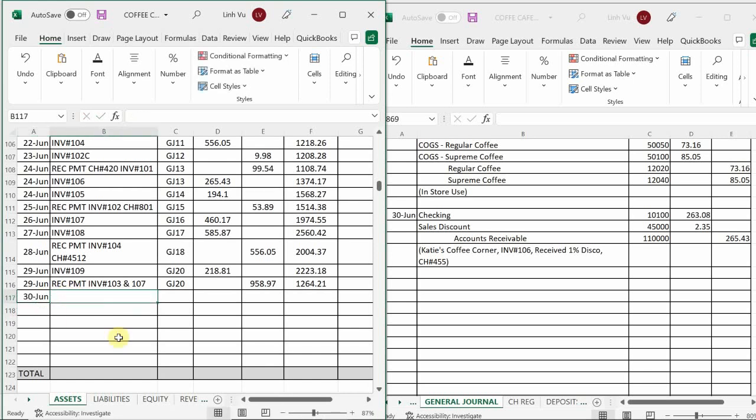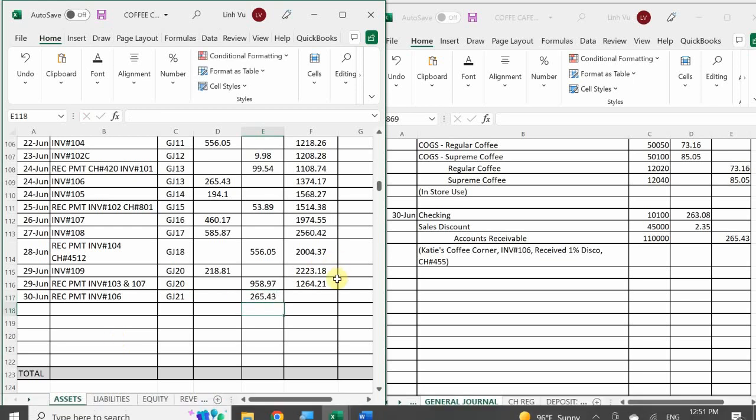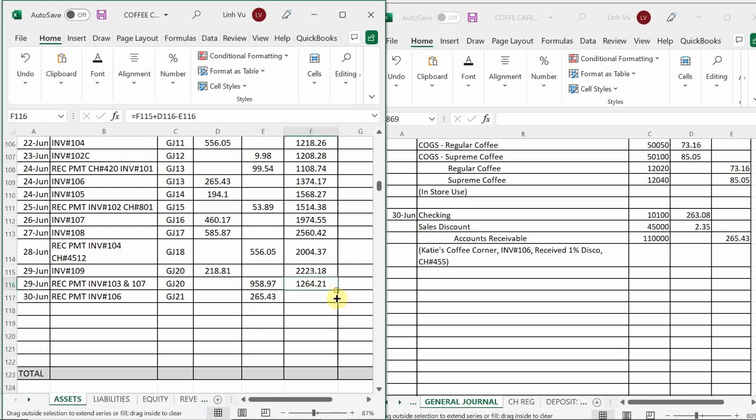Since we're already here on my assets, I'm going to go ahead and take out my accounts receivable now. Received payment for invoice number 106. General Journal, page 21, and that's going to discount my total amount for $265.43. And of course, that's going to decrease my accounts receivable by $998.78. So that's that right there.